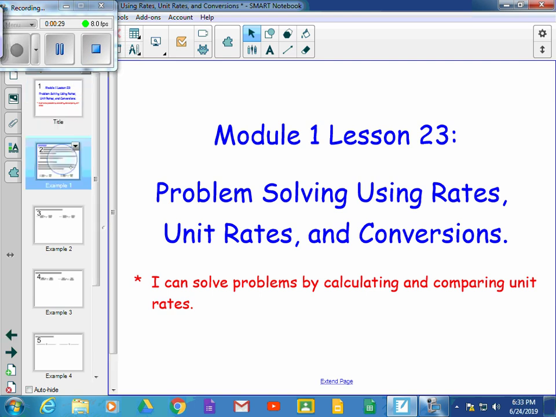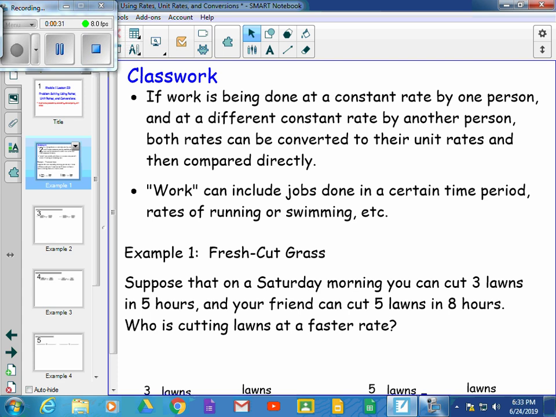Let's first take a look at example number 1. We've got some bullets under the classwork section. I want to read those with you. It says, if work is being done at a constant rate by one person and at a different constant rate by another person, both rates can be converted to their unit rates and then compared directly. That's going to be really important to know today.